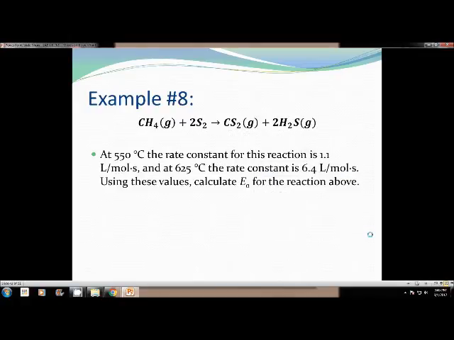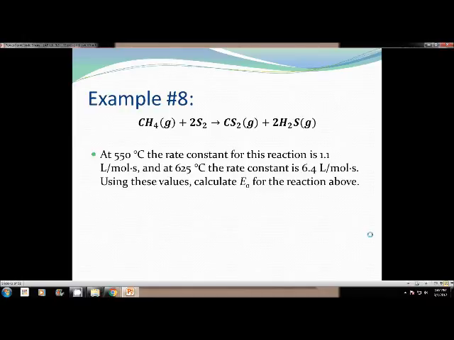Now for example 8, we are going to do something a little different. For this reaction, at 550 degrees Celsius, the rate constant is 1.1 liters per mole second. And at 625 degrees Celsius, the rate constant is 6.4 liters per mole second. Using these values, we're going to calculate the activation energy for the reaction above. This is a case where we're given two temperatures and two Ks. We don't have to solve for K. It's already given to us.